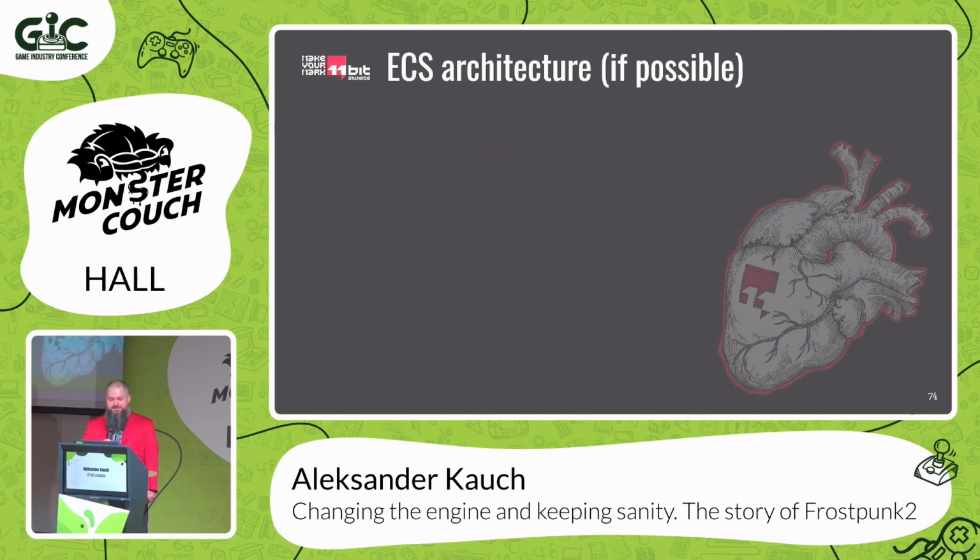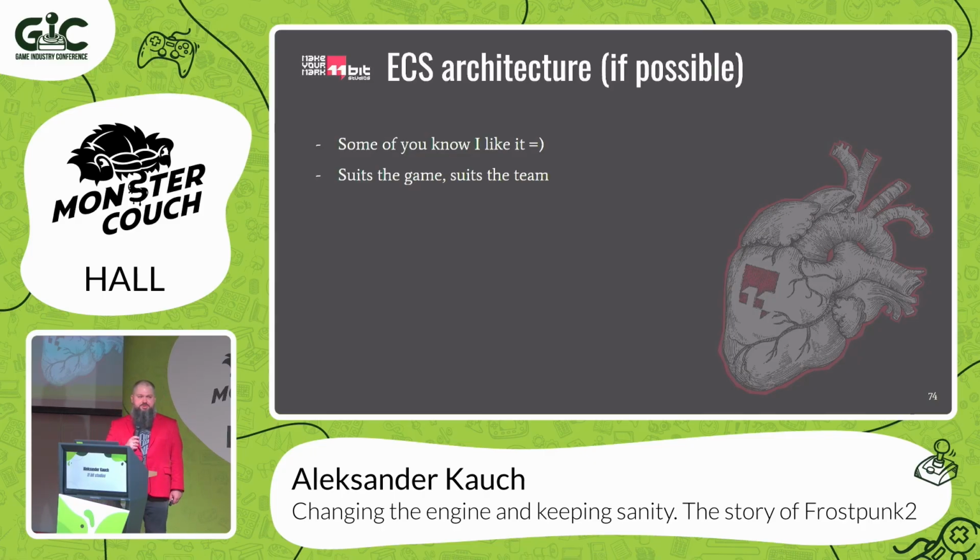We used ECS architecture. Some of you might know that I like it. I had like 3 talks about it during past years on Git. But it suits the game and it suits the team. We've made Frostpunk 1 with ECS, and people knew how to work with that, and in the case of strategy games, it just works, citing the best developer in the world. We've got problems, though. Well, what do we want to use for the actual systems part of ECS?